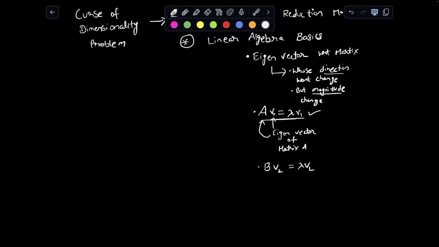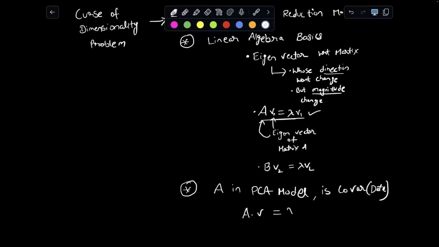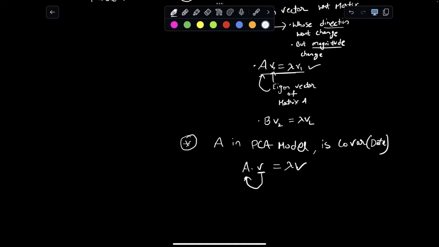And we were using this basic linear algebra concept to find the new dimensions which cover the majority of the variance of the data given. The A we take in the PCA model is the covariance of the data, because I need the vector whose information is similar to A, and I need to take variance only because I want the model to cover the majority of the variance.